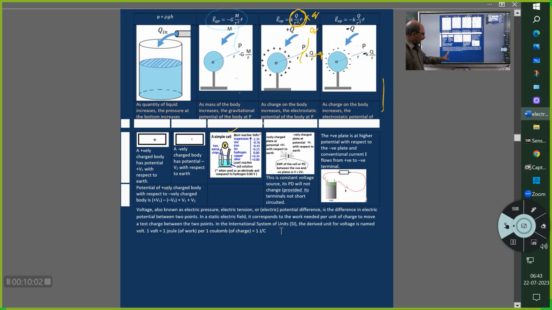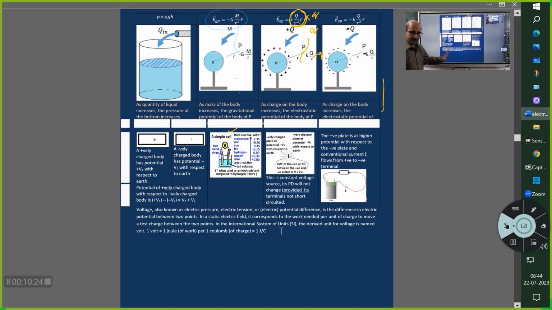Voltage is also known as electric pressure, electric tension, or electric potential difference. It is the difference between the electric potential between 2 points. See here the 2 electrodes, magnesium and zinc. They are the 2 electrodes, they are at different potentials. So V1 minus V2 gives you the potential difference between the 2. Correct?